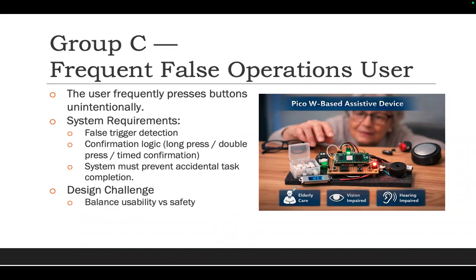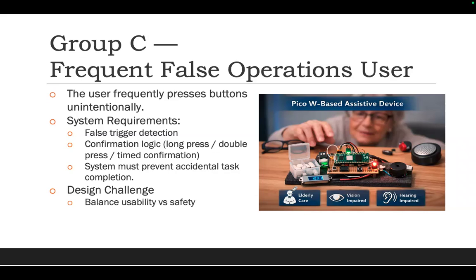Group C, the user with frequent false operations. The user frequently presses buttons unintentionally. System requirements: false trigger detection and confirmation logic, like long press, double press, or timed confirmation. The system must prevent accidental task completion. The design challenge is to balance usability with safety, because sometimes you need to check whether it is a normal situation or just a mis-operation.